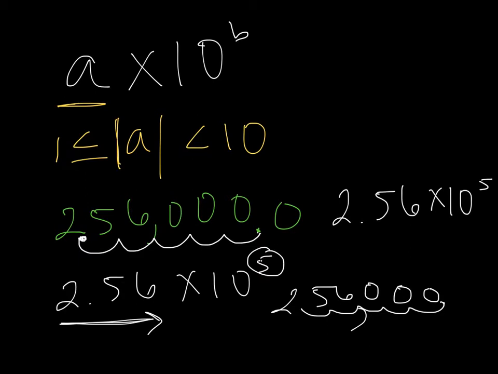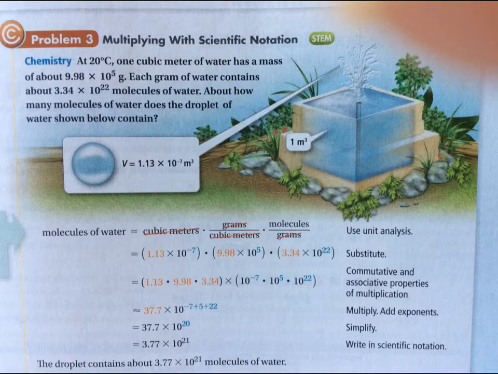So now let's apply it with an example. At 20 degrees Celsius, 1 cubic meter of water has a mass of about 9.98 times 10 to the 5th grams. Each gram of water contains about 3.34 times 10 to the 22nd molecules of water. About how many molecules of water does the droplet of water shown below contain? So rather than converting these to their expanded form, like I just showed you in the previous section, let's just multiply them in scientific notation, right?